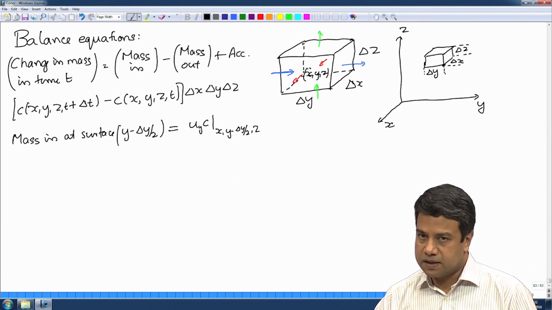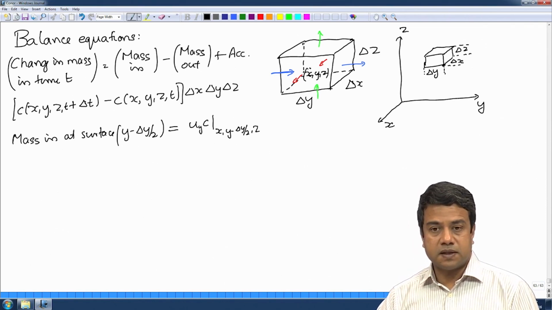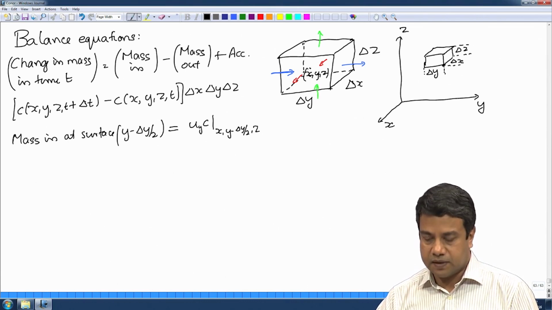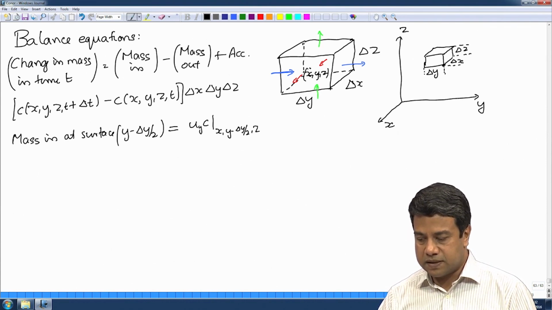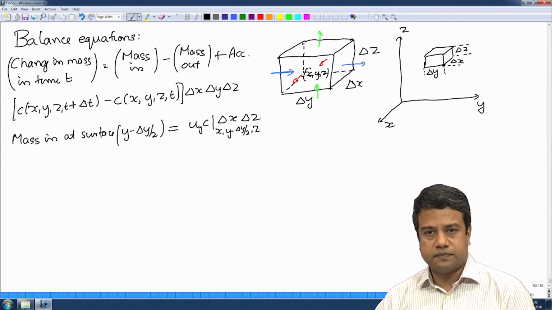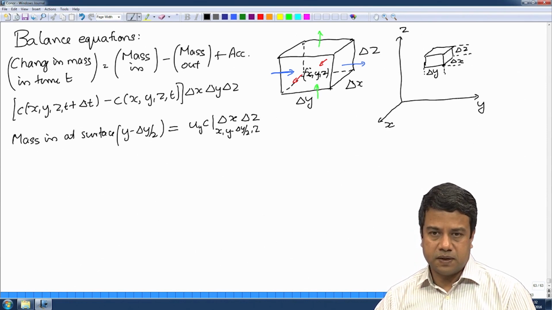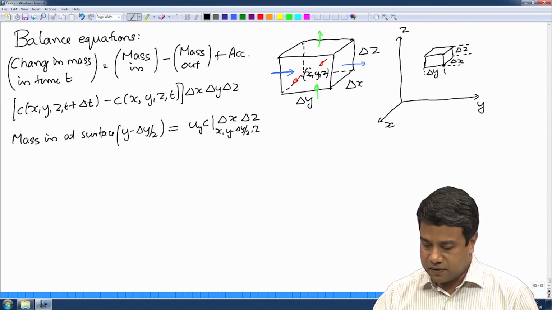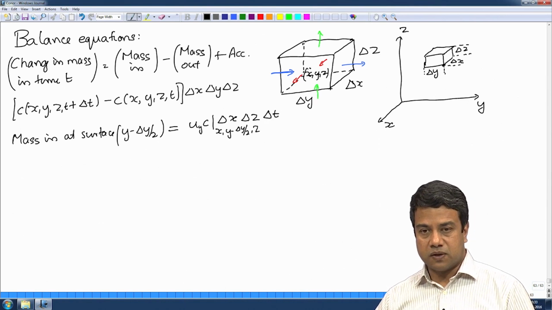The perpendicular velocity times the concentration gives you a mass per unit area per unit time. Now, I have to multiply this by the surface area and by time. The surface that is perpendicular to the y axis has a surface area equal to delta x times delta z. That is the mass coming in at the left face per unit time. So, I have to multiply it by time as well. That is the mass that has come in due to convection within a time delta t.